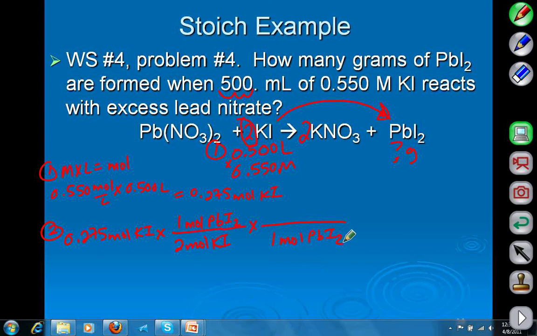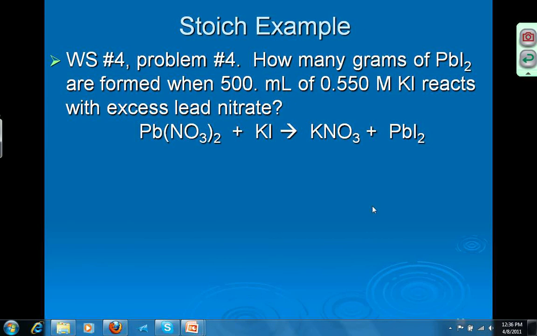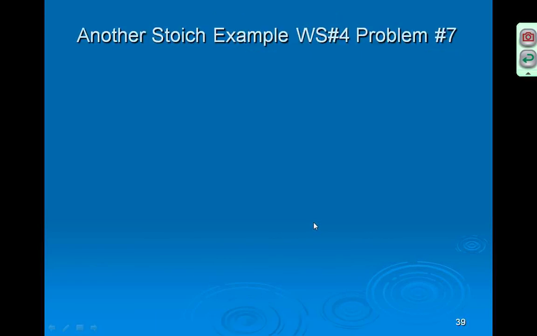And then we just need to change to grams. 1 mole of PbI2 has a certain mass, and it is a ginormous mass, 461.0 grams for PbI2. They're really heavy elements. And we do a little math. 0.275 divided by 2 times 461 gives us about 63.4 grams of PbI2. We did stoichiometry. That was fun. I got stoiched doing stoichiometry.